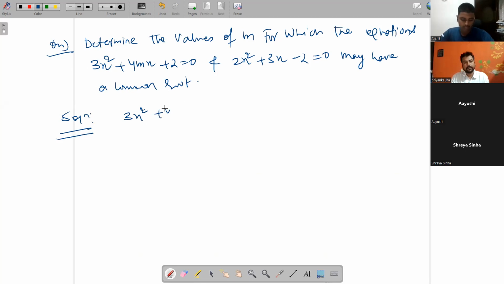Now see, we have equations. Yes, is the first line? It is getting cut off for me. Determine the values of m for which the equations.